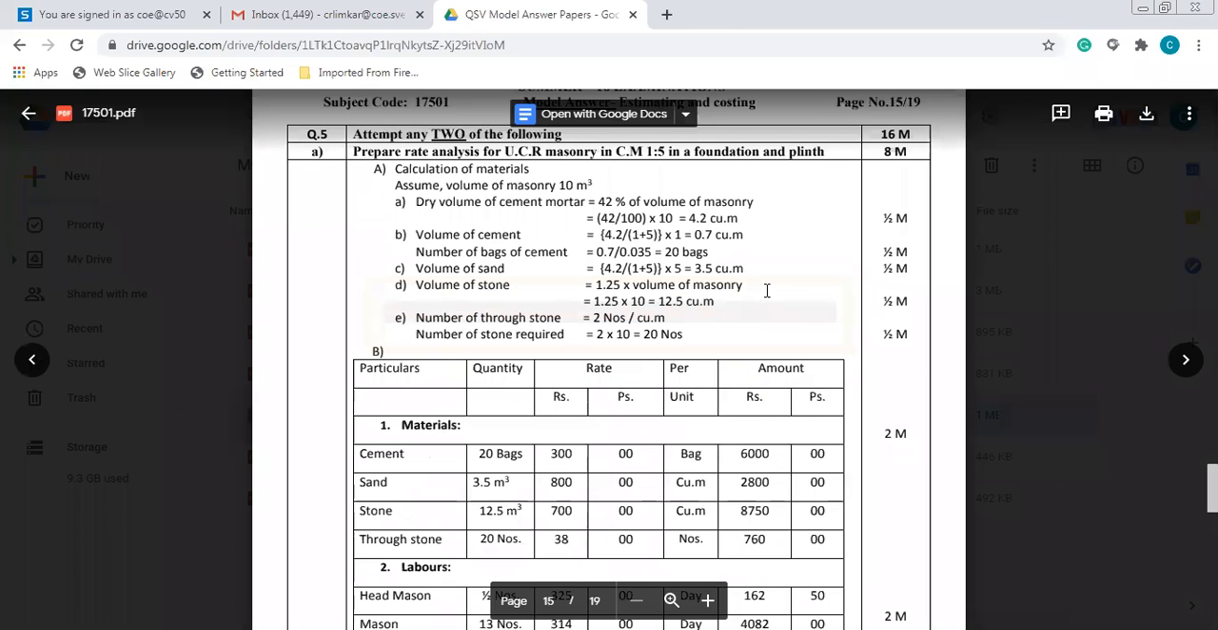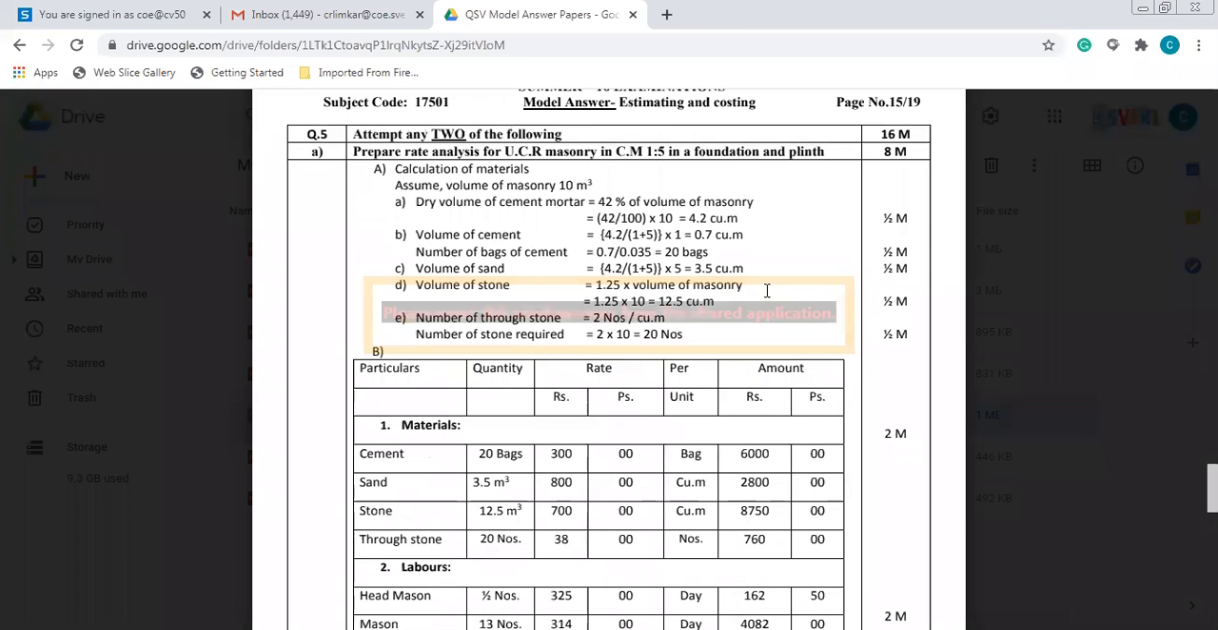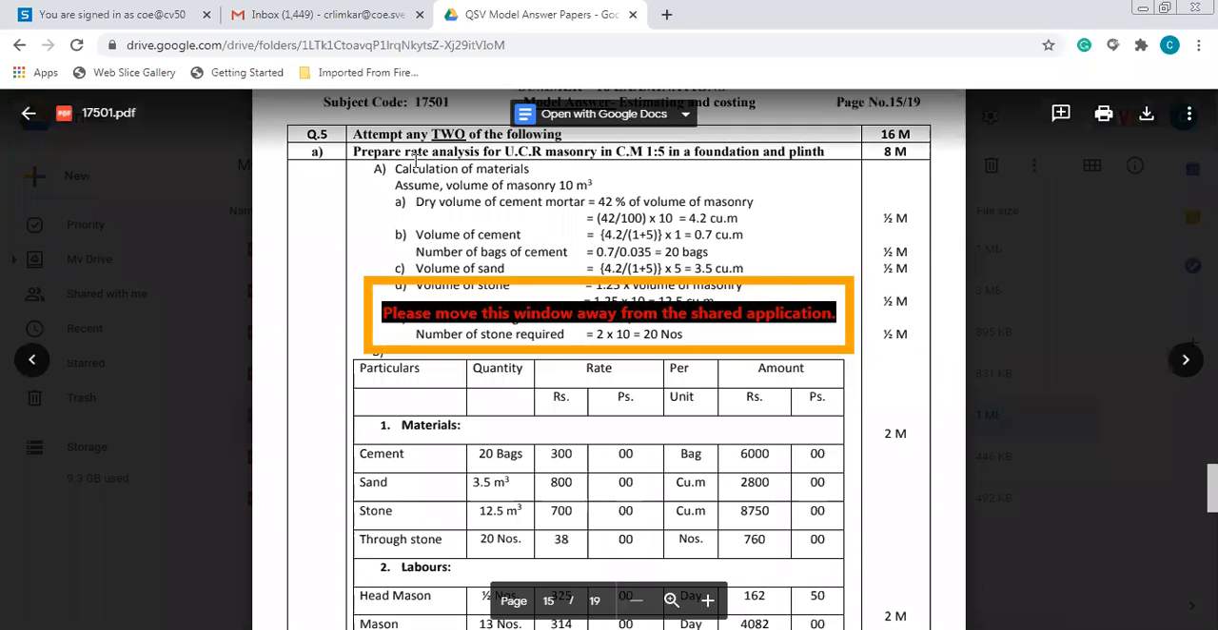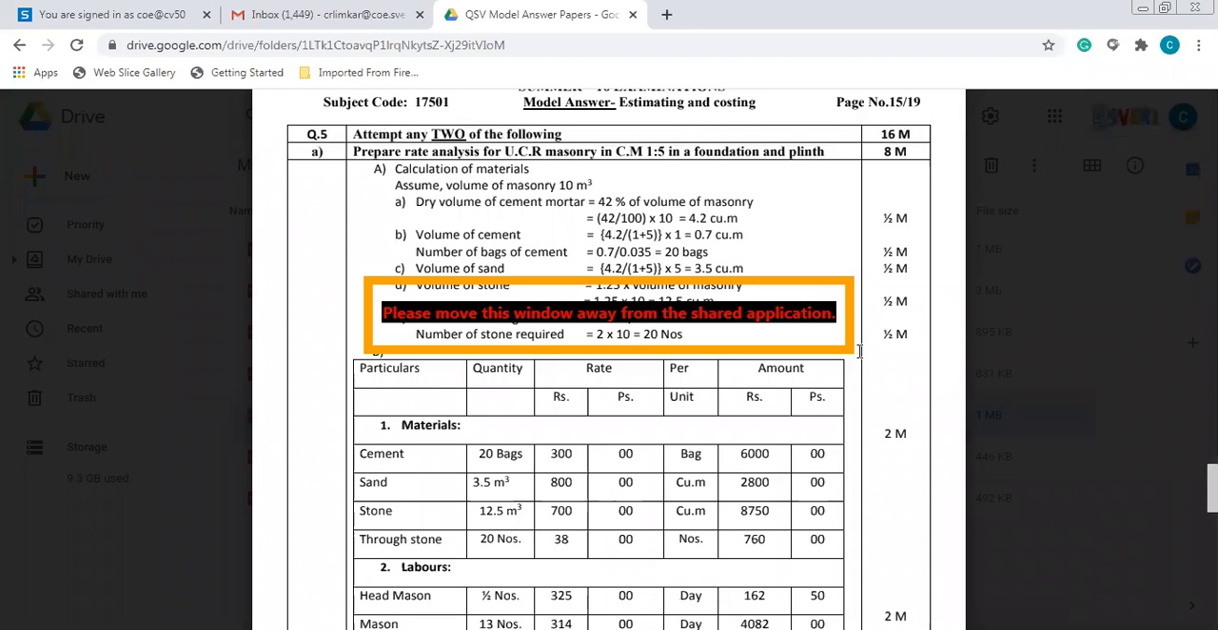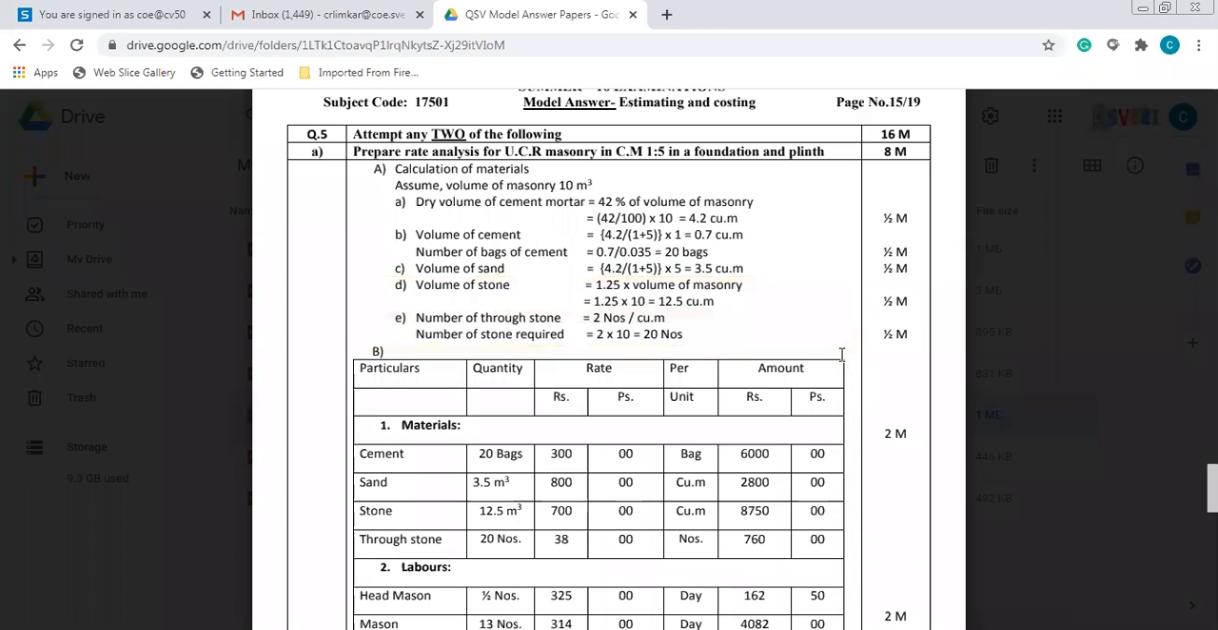I hope everybody has understood this particular problem. Now if you have any doubt, you can ask me. Else I will give you 5 to 7 minutes to complete this whole problem so that you can note it down in your notebook. If you have any doubt, please ask me the questions. It is very simple. It is similar to the brickwork, and some concrete work problems are there. So this is about the rate analysis of the UCR masonry.